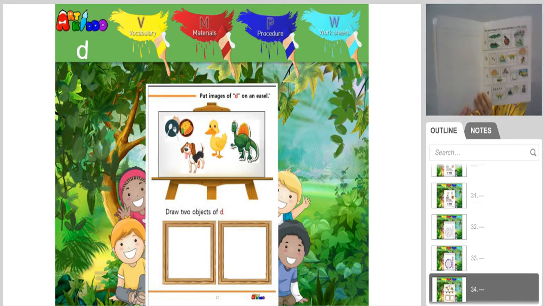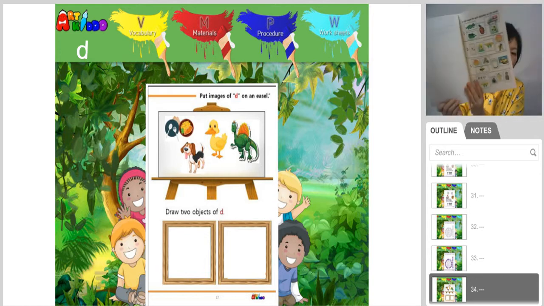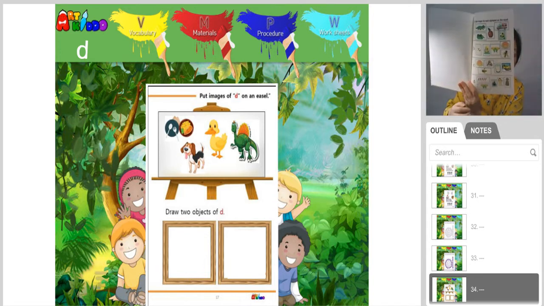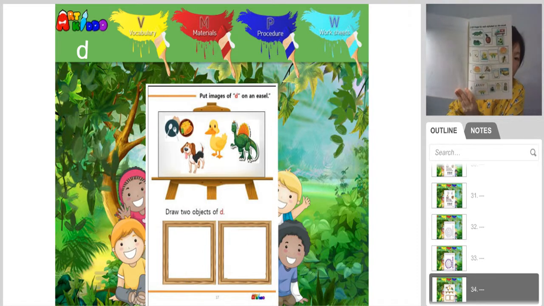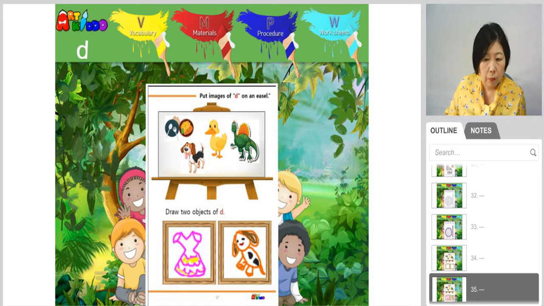On the backside of the workbook here, we have image of D. So you just cut them out and you just put the D on the easel. If someone would like to draw the image of D on the box, they can do it. And they draw dress and the dog on the frame.